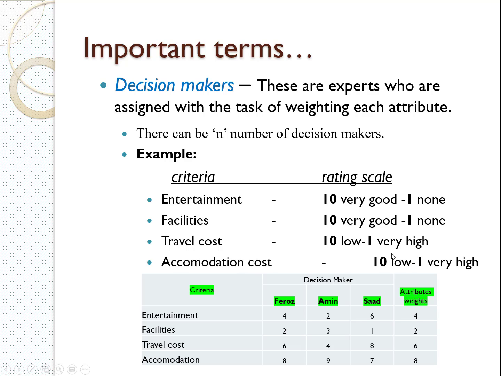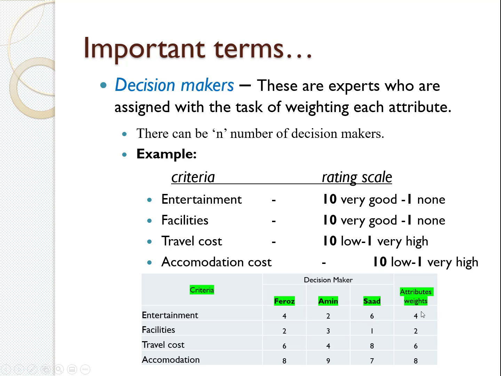So once again, the same thing. Now we want to construct the data, we want to ask the experts. Let's suppose the first criteria is entertainment. Feroz assigns 4, which means it's in the middle; 10 would be very good, but Feroz assigns entertainment 4. Amin assigns a very low weight to entertainment. Saad assigns a little bit higher score.